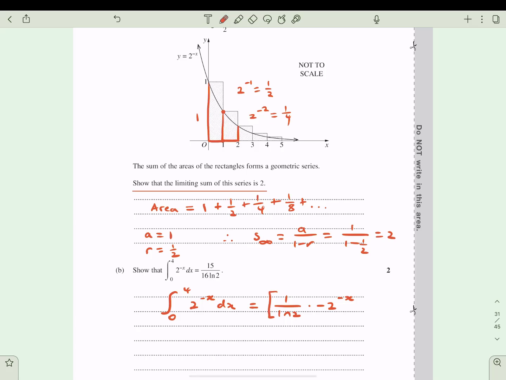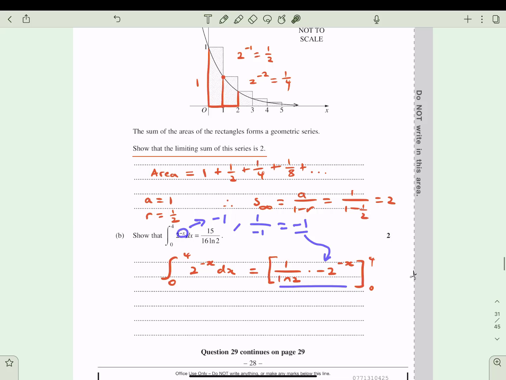Now, the reason why we need to include the negative here is because of reverse chain rule. So, the derivative of negative x is equal to negative 1, and the reciprocal of negative 1 is still negative 1, which is why we have to multiply the entire thing inside my bracket by negative 1. Okay, so if that's the case, we now have negative 1 on ln 2, 2 to the power of negative x with bounds of 4 and 0.